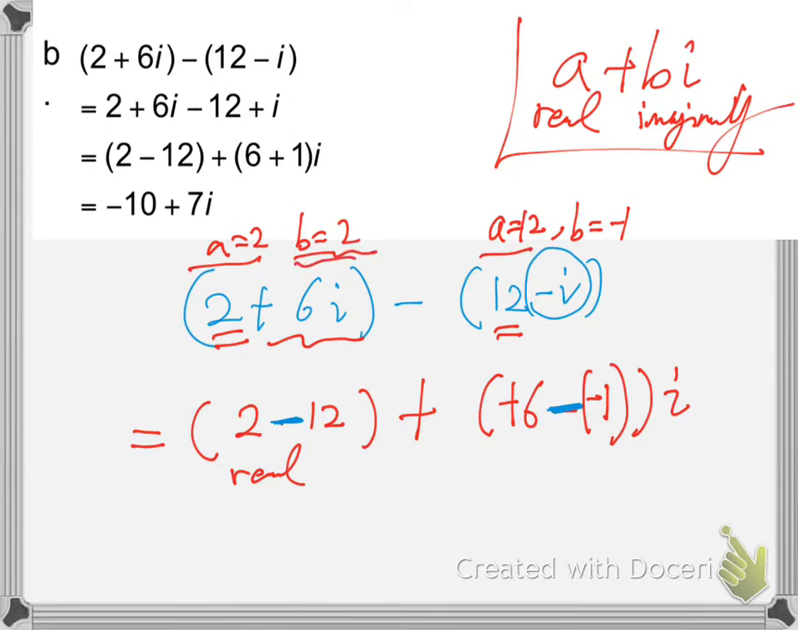B part minus B part, so it's 6 minus -1. Then we got 2 minus 12, -10, plus 6 minus -1, so this is 7i. So the result has also to be a complex number.